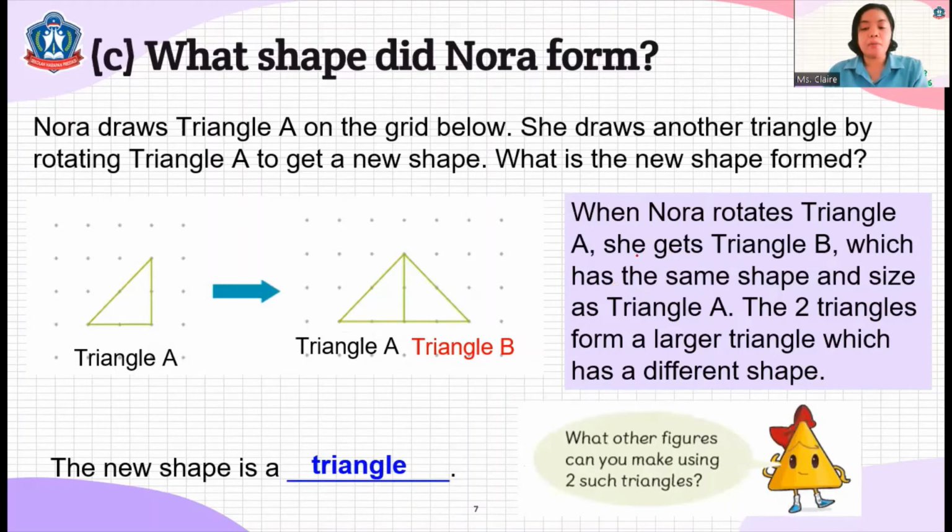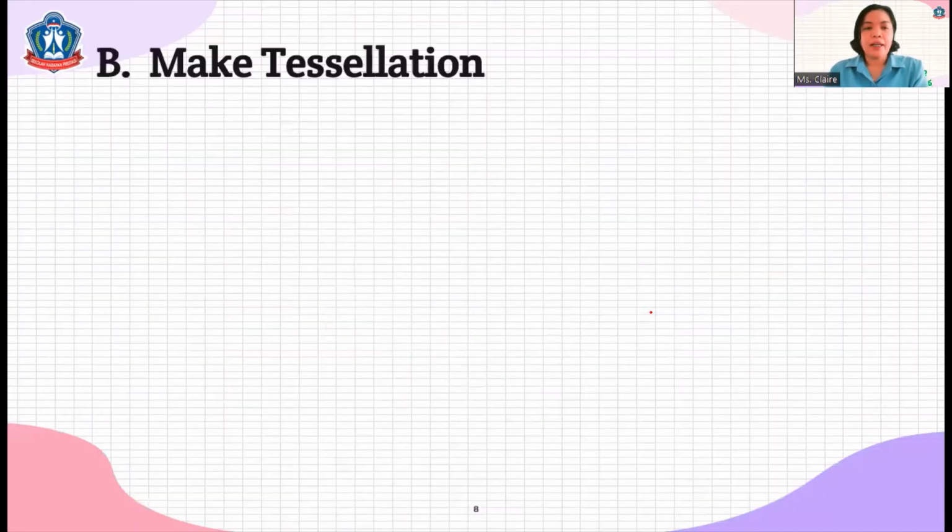What other figures can you make using these triangles, using two triangles? If you know, you can share that during our class. Okay, let's move on.